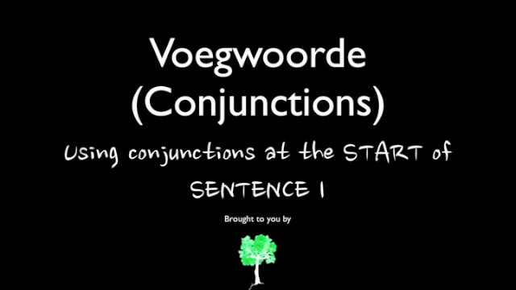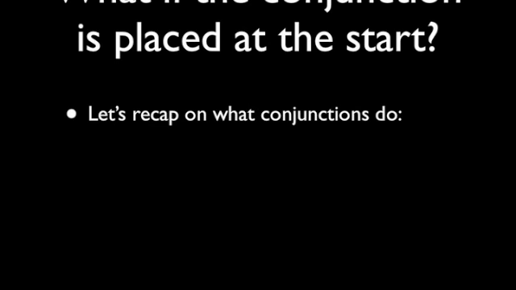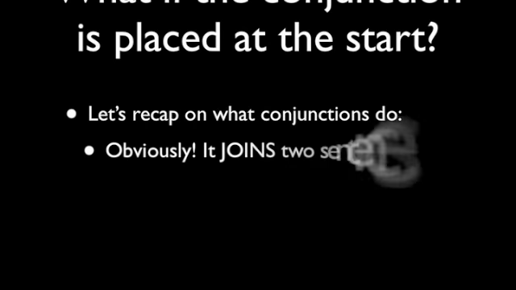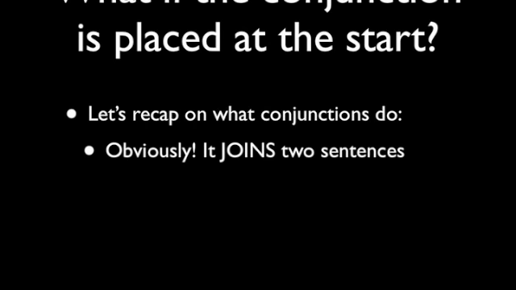In this video we're going to look at conjunctions, but specifically we're going to look at how to work with conjunctions when you're putting them at the start of sentence 1. Now the question is, what happens if you put a conjunction at the beginning of sentence 1? Well, let's just quickly recap on what we know about them already. Obviously it joins two sentences. That's what a conjunction does, that's its purpose.